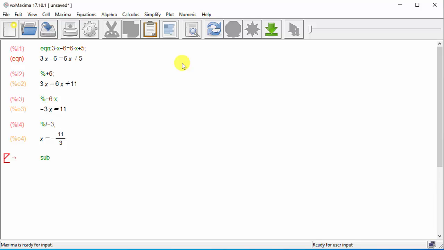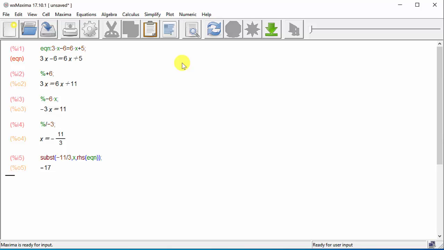So I'm going to substitute negative 11 over 3. That's the number I'm plugging in for x. Okay, comma x for x, and I want to substitute that into just the right hand side of the equation. So I'm going to take RHS, right hand side, of EQN. That's what I named my equation. I'm going to close the parentheses there, semicolon, and shift enter. And I get negative 17.